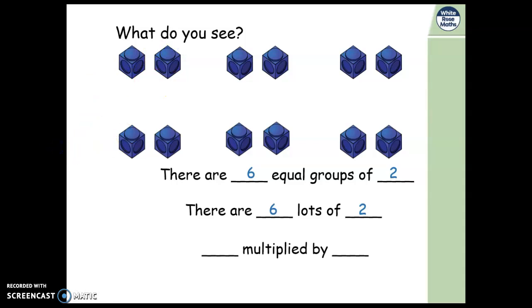Instead of saying groups or lots of, we can say multiply, because when we hear the word multiply, we are going to be looking at that multiplication sign. So 6 multiplied by 2. And if we did 6 multiplied by 2, or 6 times 2, 2, 4, 6, 8, 10, 12.